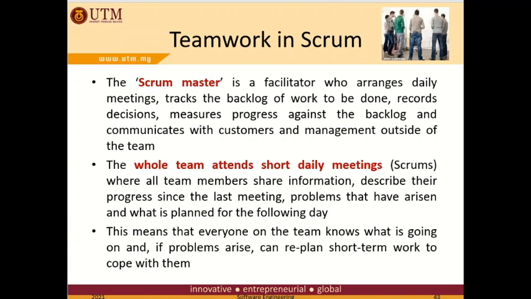During the sprint, the teams hold short daily meetings or scrums to review progress and, where necessary, to reprioritize work. During the scrum, all team members share information, describe their progress since the last meeting, bring up problems that have arisen, and state what is planned for the following day. Thus, everyone on the team knows what is going on and, if problems arise, can replan short-term work to cope with them. Everyone participates in this short-term planning. There is no top-down direction from the Scrum Master.